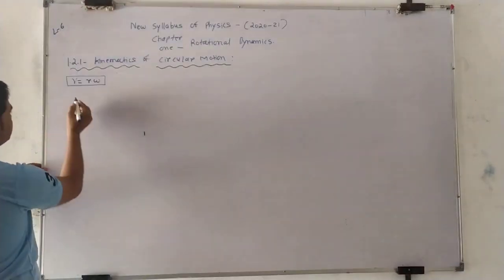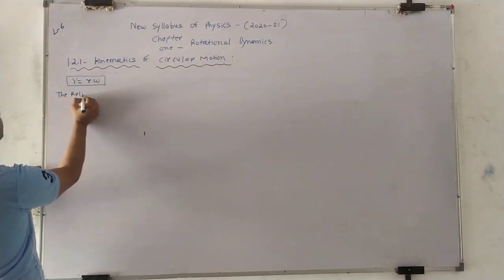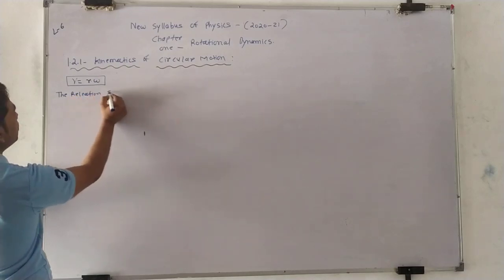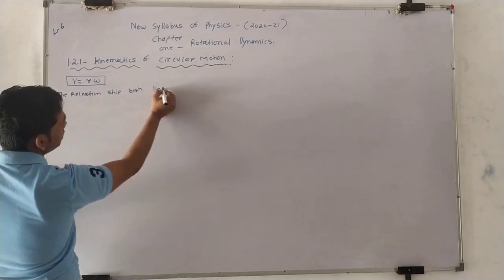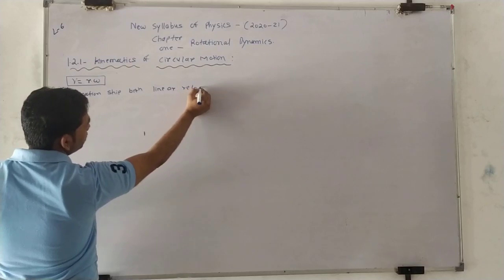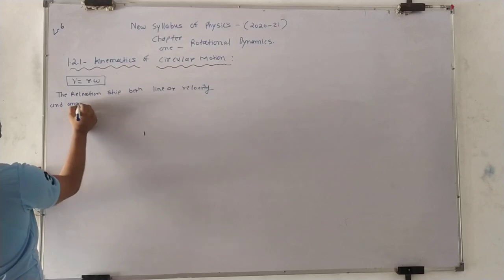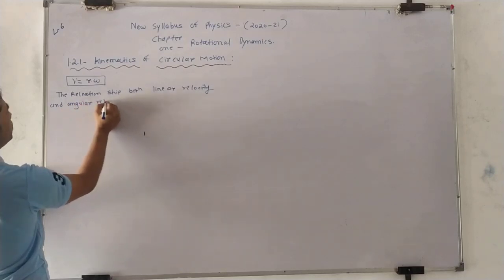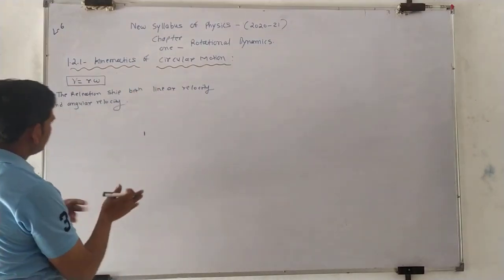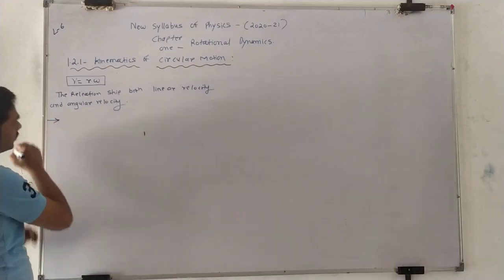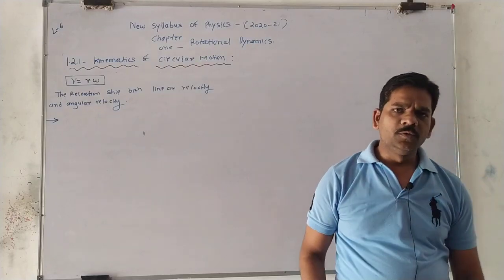This title means the relationship between linear velocity and angular velocity in rotational dynamics, right? Yes or no? Yes. So see here, how it is proved that the equation v = r ω, how it is proved.